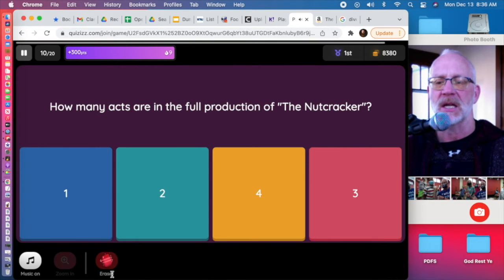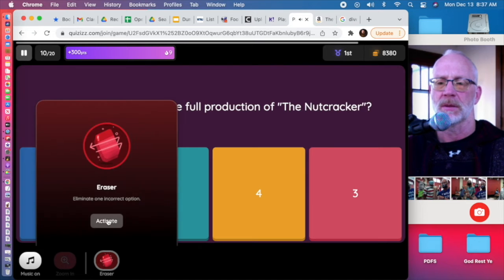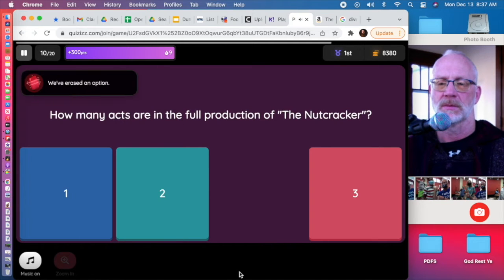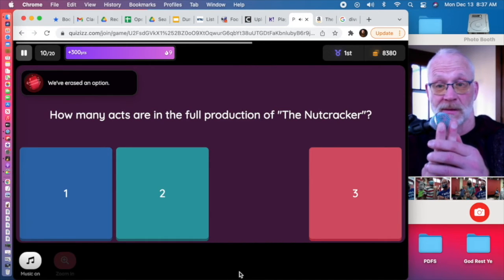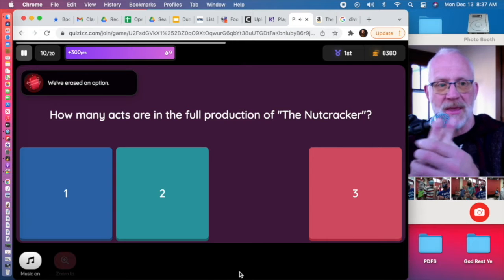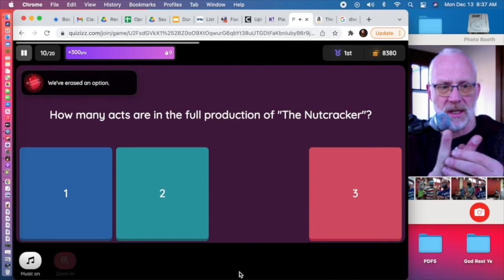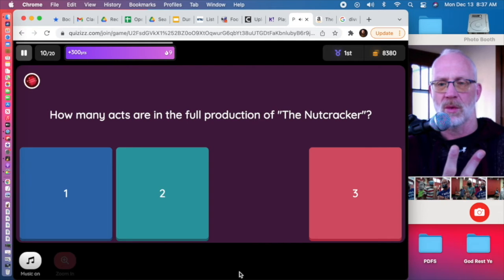How many acts are in the full production? 1, 2, or 3? Now, I think it was the party scene and then the land of snow and sweet scenes. I think there was 2.